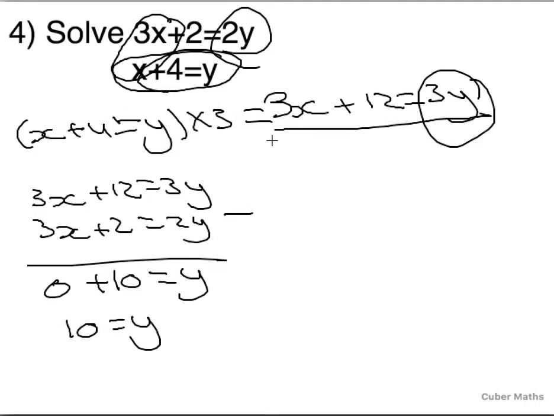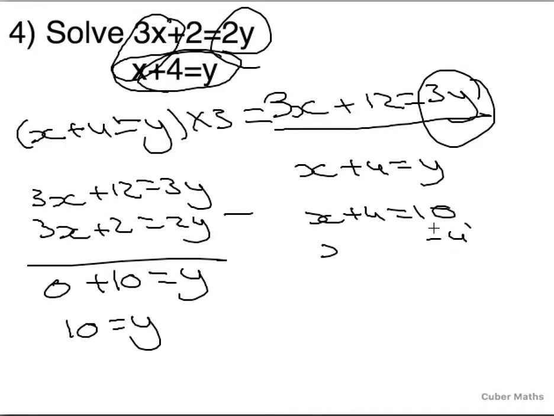Now if we substitute that back into one of our equations, so x add 4 equals y. When y equals 10, x add 4 equals 10. So if we take away 4, x is equal to 6.